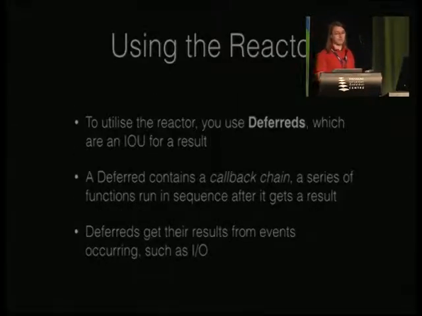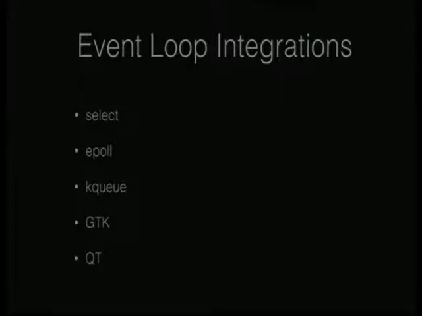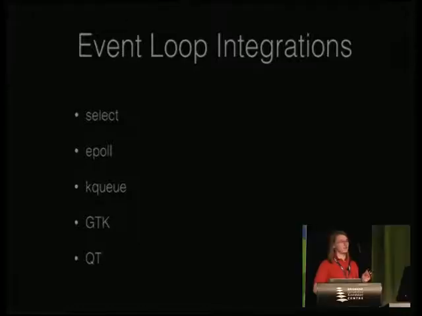To utilize the reactor, use deferreds, which is essentially an IOU for a result. It's sort of like futures or jQuery deferreds or a couple other things like that. It contains a callback chain, which is a series of functions that are run in sequence after that result has appeared. We have event loop integrations for select, epoll, KQ, GTK, and Qt, plus a few others, plus the Windows one, which is IOCP. That's it.